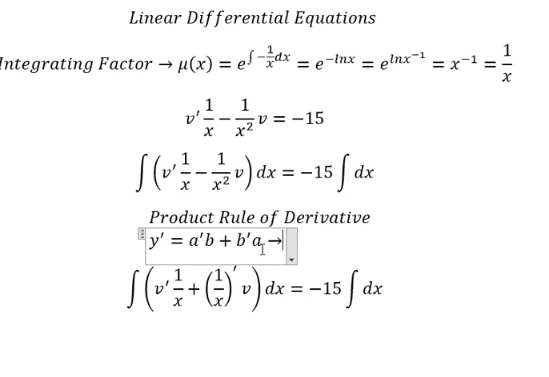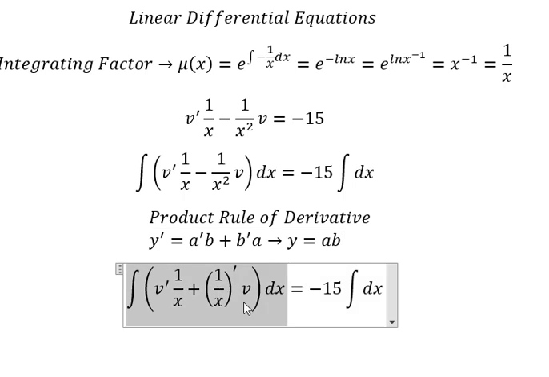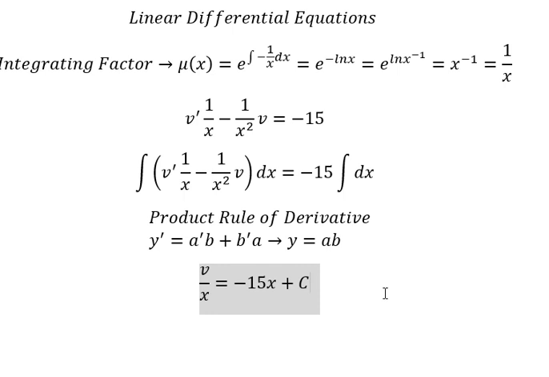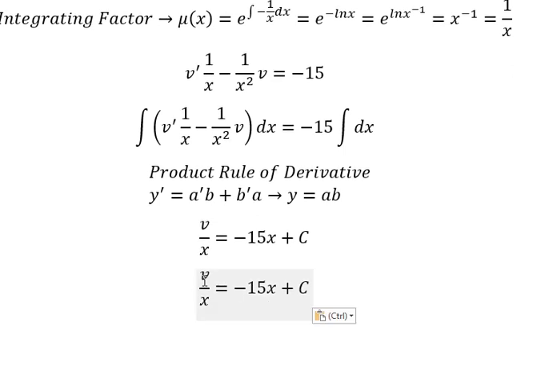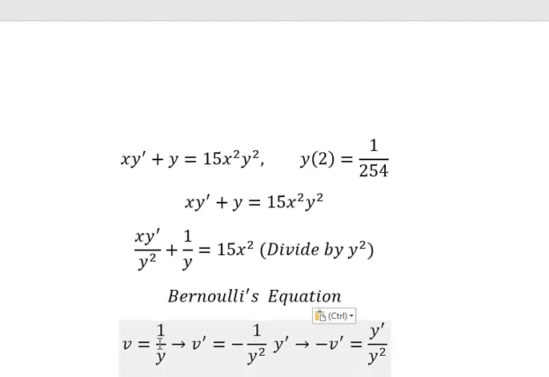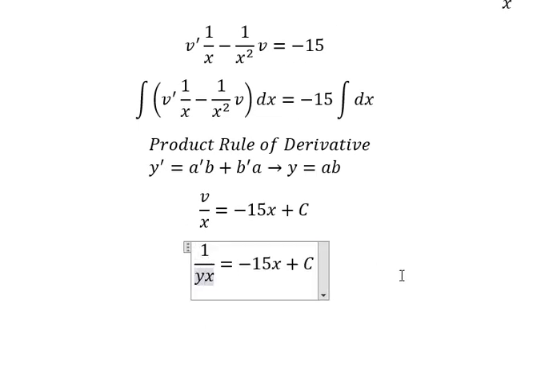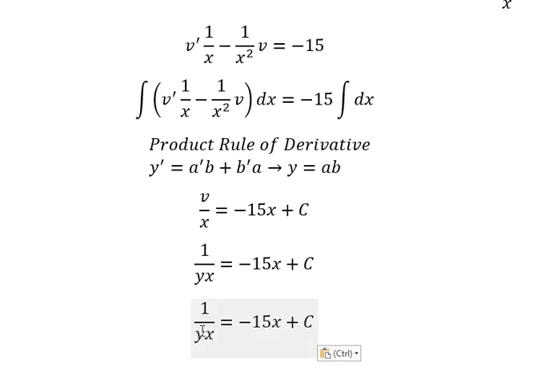So the integration of this one, we have y equals to ab. So the integration of that one, we have v over x. The integration of the x, we have x, and I will put c. About v, that is about 1 over y. So I will put y go to the right, this one go to the left.